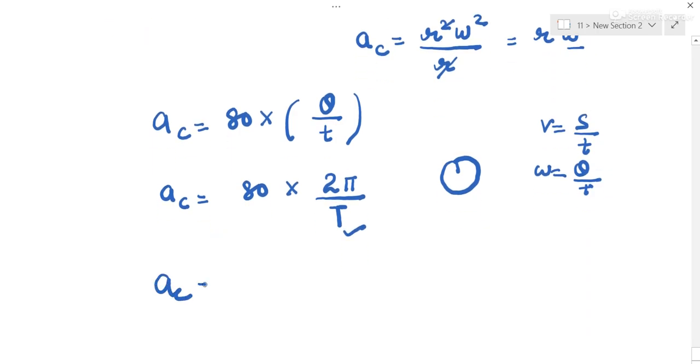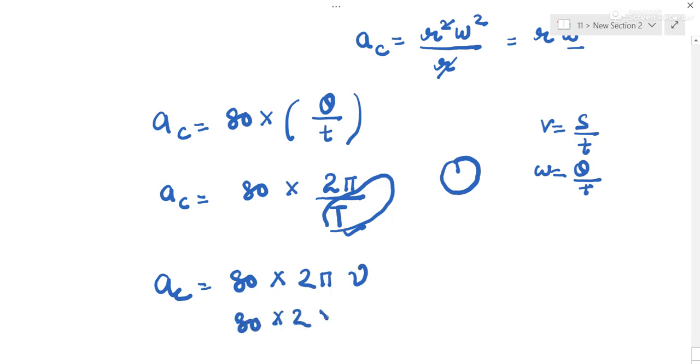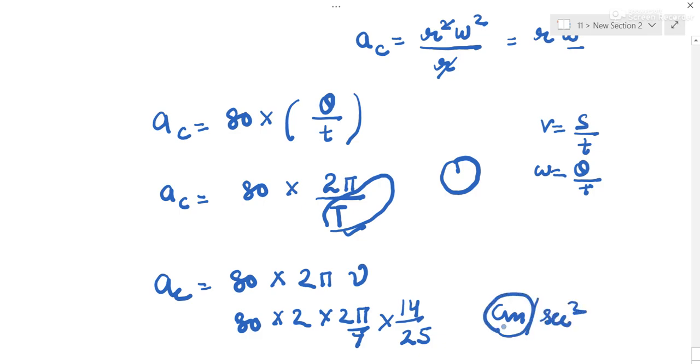So my centripetal acceleration will be 80, and reciprocal of time period is frequency, so omega is 2 pi nu. So we can substitute the value of 80 as it is. 2 pi is 22 by 7 times 2, and frequency they have already told as 14 by 25. So centripetal acceleration would come out. It will be measured in centimeter per second square. Otherwise, you can convert into meter per second square by dividing 80 by 100.